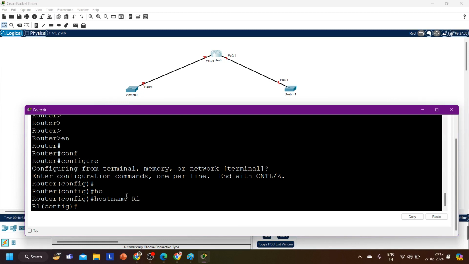Then guys, what is the size of IP address? 32 bits. How do we represent it? We represent it in dotted decimal. How many fields do we have? 4 fields. And each field will carry how many bits? 8 bits.